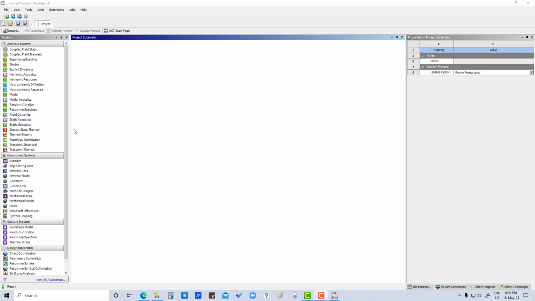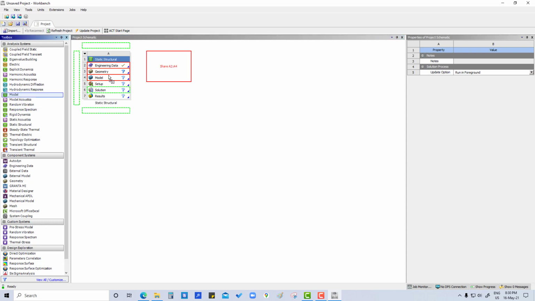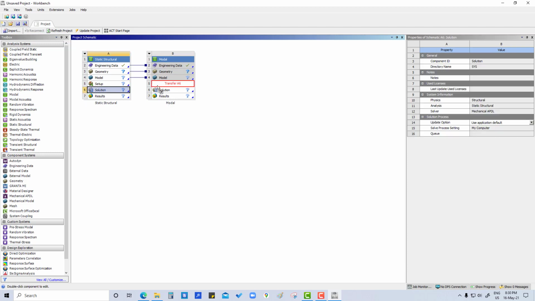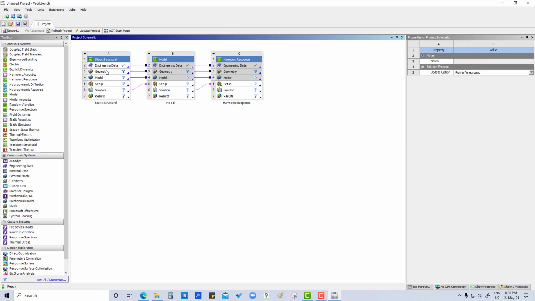So first we are going to create a standalone system of a static structural model. We are going to share this result solution to this setup. Then harmonic response, solution to setup. Okay. Now we are going to import geometry.